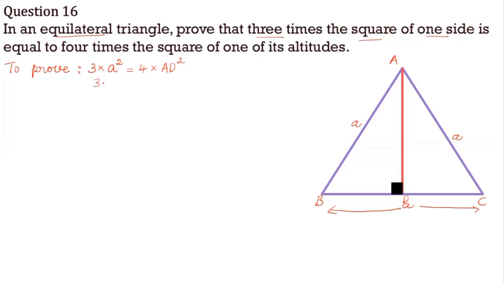You know that altitude of an equilateral triangle bisects the base. Here AD is the altitude drawn on BC, so it bisects BC. AD bisects BC, means BD is equal to DC. Length of BC is equal to A, so BD is equal to half of A and DC is equal to half of A. BD is equal to DC is equal to half of A.